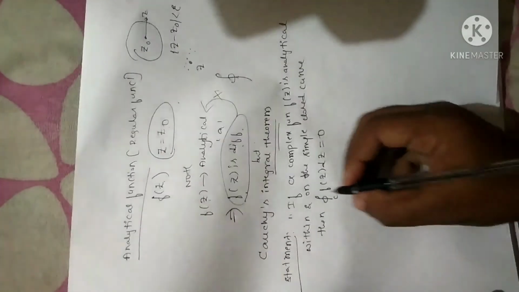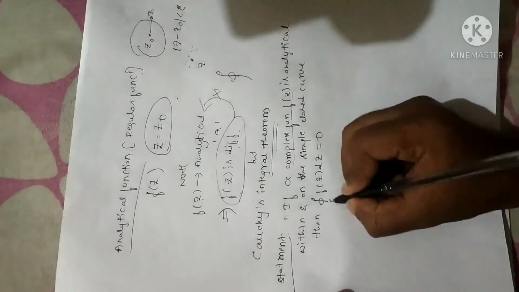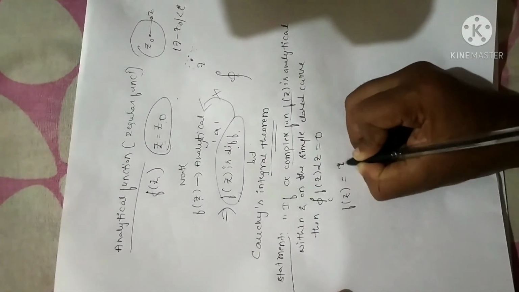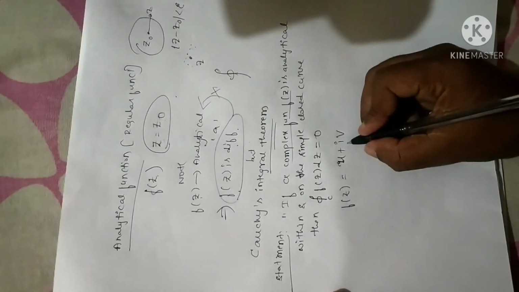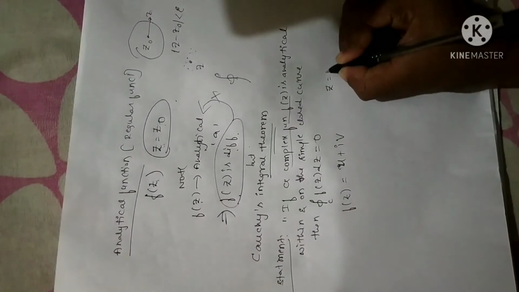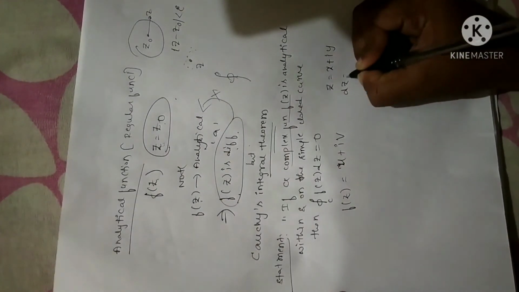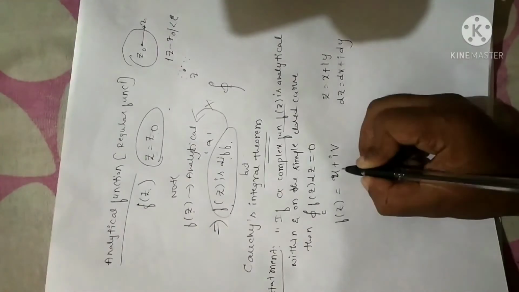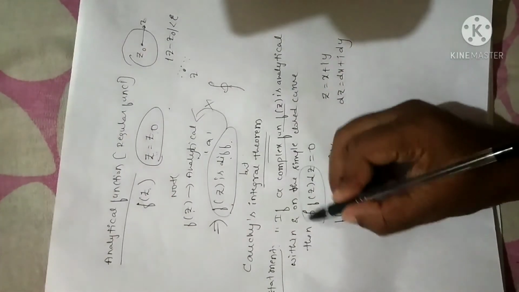Now, since it is clearly given in the theorem itself, f of z is a complex function. So it will be of the form f of z is equal to u plus iv. Now, I have z is equal to x plus iy. Let me differentiate this. dz will become dx plus i dy. I have assumed a function as u plus iv. Now, we have to prove that the line integral over f of z dz is 0.